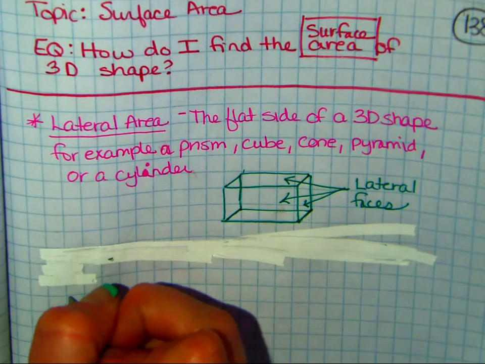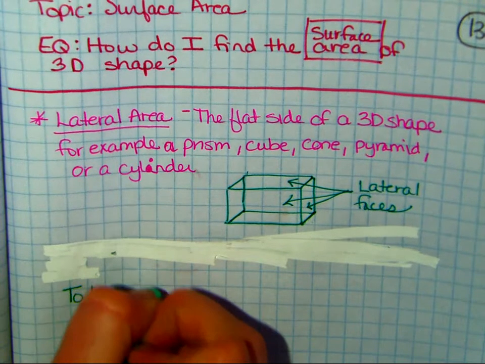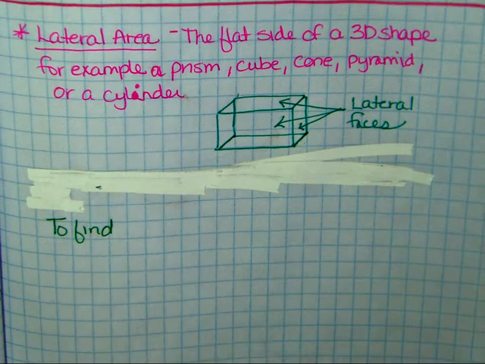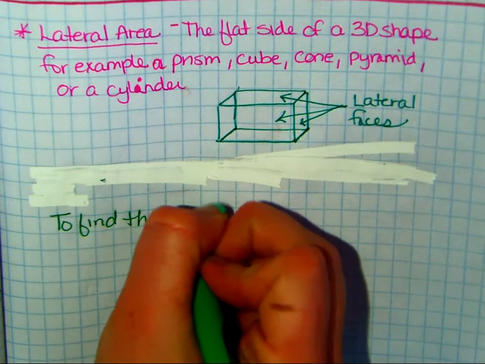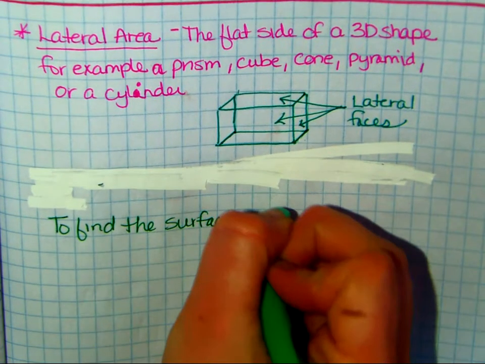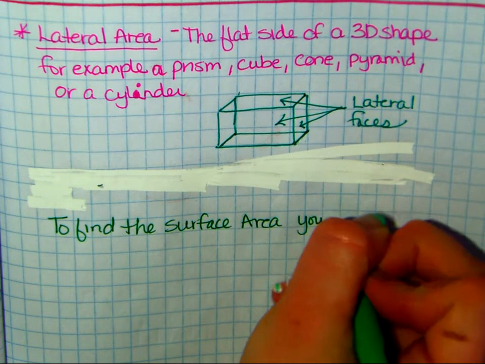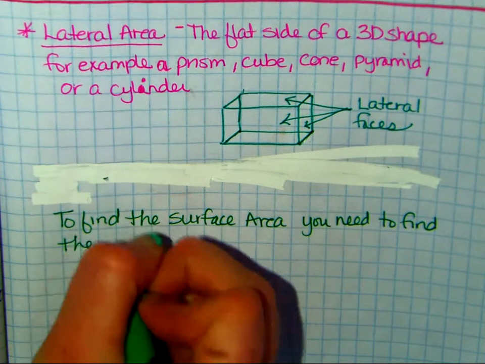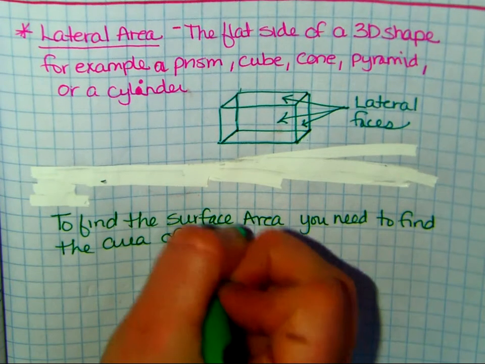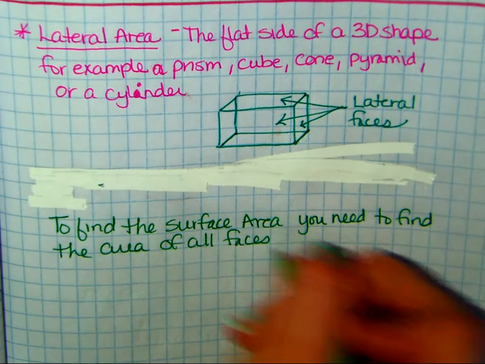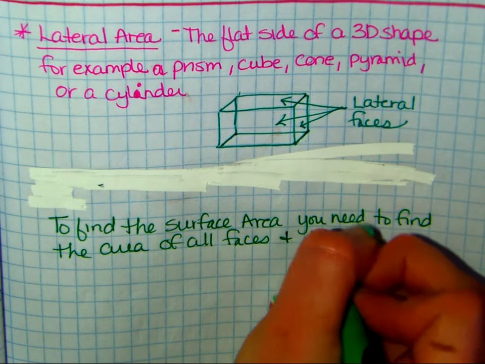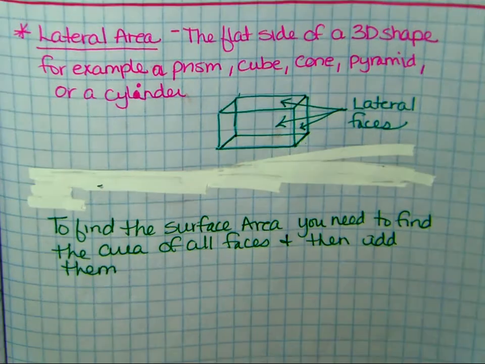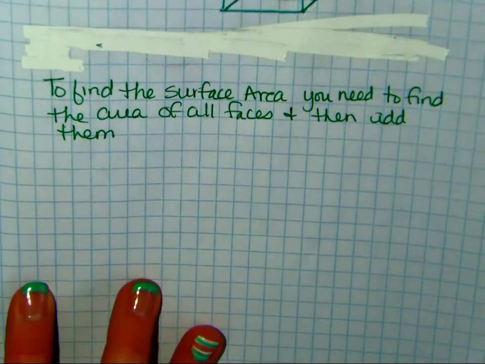To find the surface area, you need to find the area of all faces and then add them together.